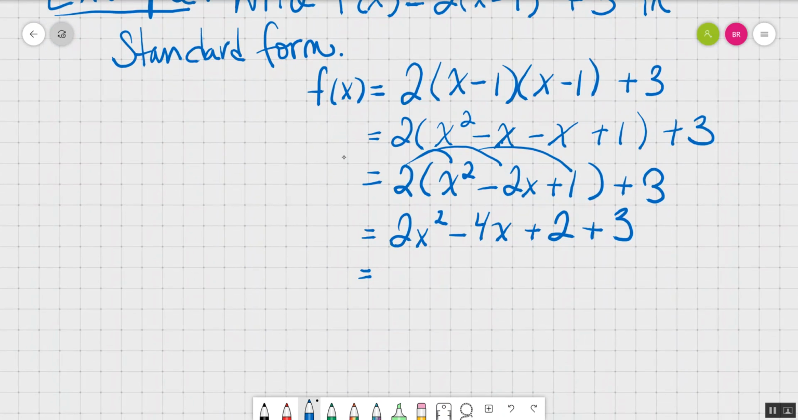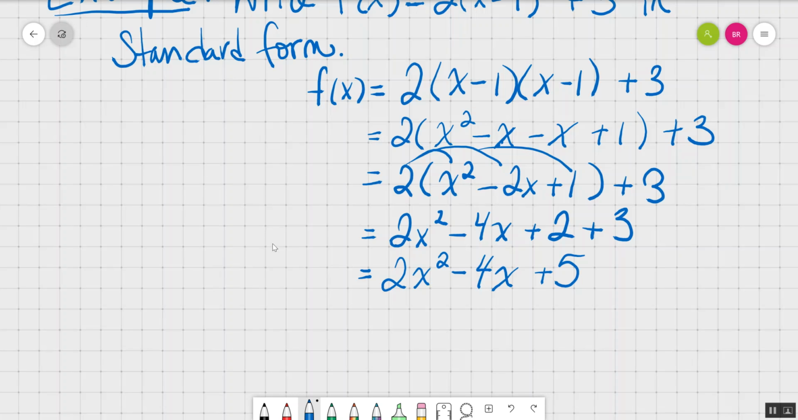Okay, let's combine what we can. The only things that are alike are things with the same variables to the same powers. I don't have any other x squareds, and I have an x but no other x's. The only things we can combine are the constants at the end, because they have x to the 0 power, or no x's. So plus 5. I've taken something in vertex form and changed it into standard form. It's just writing it differently. These are still the same equation.